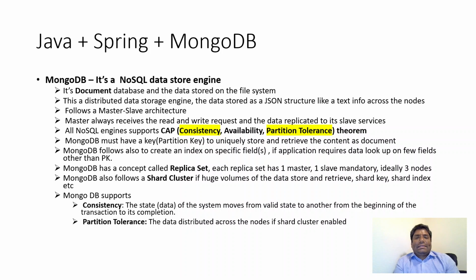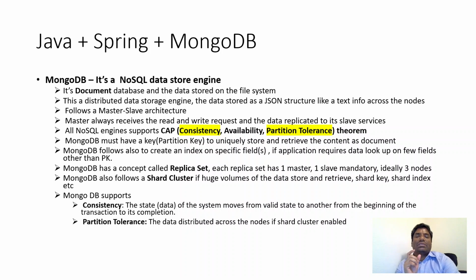All NoSQL engines support different characteristics from the CAP theorem. According to that, MongoDB supports only two characteristics: one is consistency, the other is partition tolerance. That means, as I said, whatever primary node receives the request always has a consistency of your data. For example, now I stored ID is 1, name is Narayana. If I update the same ID, changing Narayana to Narayana Basetti, the data is consistent. I'm going to manage and maintain it.